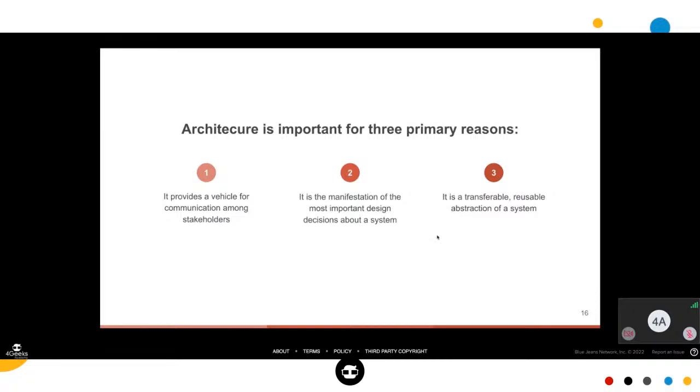And number 3 is reusable: a reusable abstraction of the system. So like we said, we can reuse, right? So the architecture defines constraints on implementation. When we say communicate among stakeholders, we can negotiate requirements with the users, right? We can keep the customer informed of the progress and costs. We can implement management decisions with a communicating architecture.